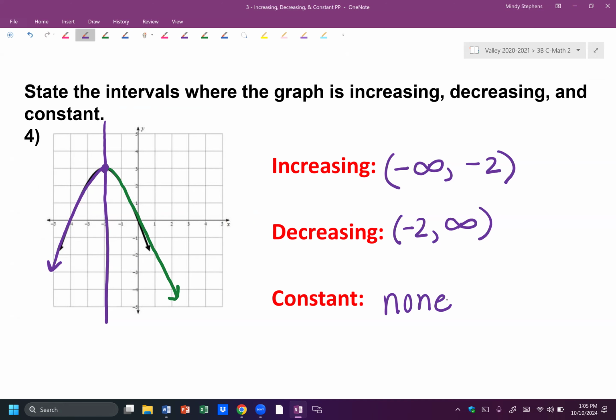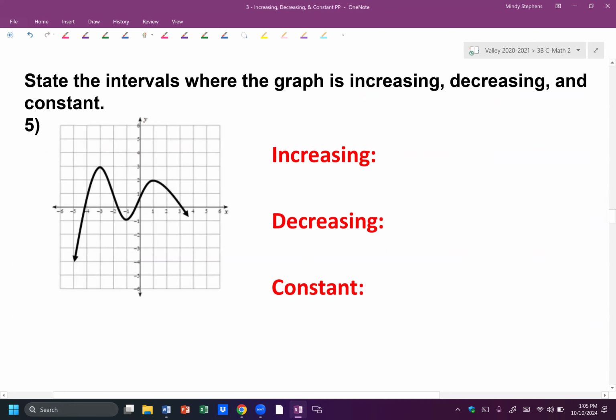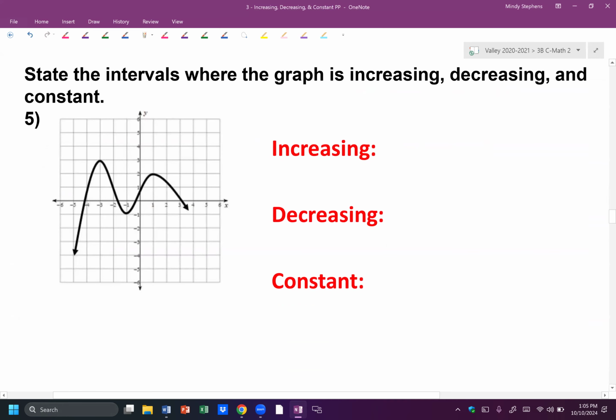You should be able to tell pretty quick if there's any constants. So you can tell that there's not going to be a constant on some of these pretty quickly. So number 5. So first looking at number 5, is there any flat pieces, any constant pieces? So we know there's not going to be any constants. You could just write none right on there from the beginning, because you can tell there's not going to be anything constant, no flat pieces. But we do have a few increasing, decreasing pieces. So we're going to have different parts here.